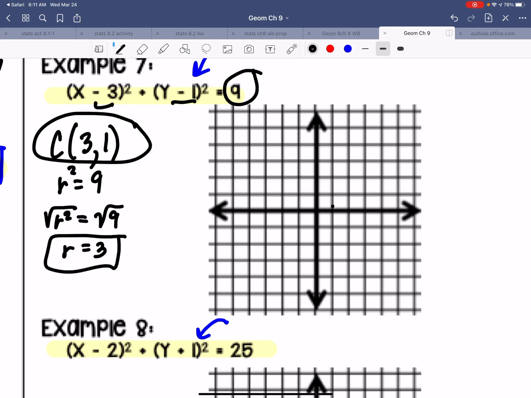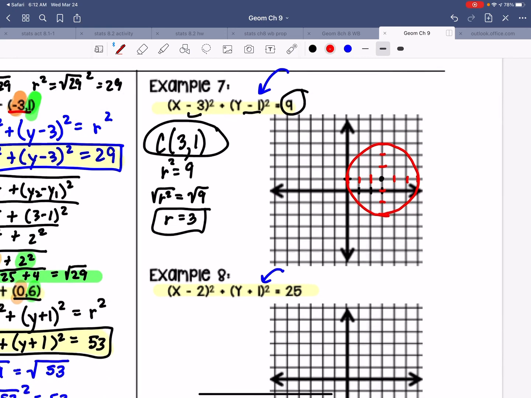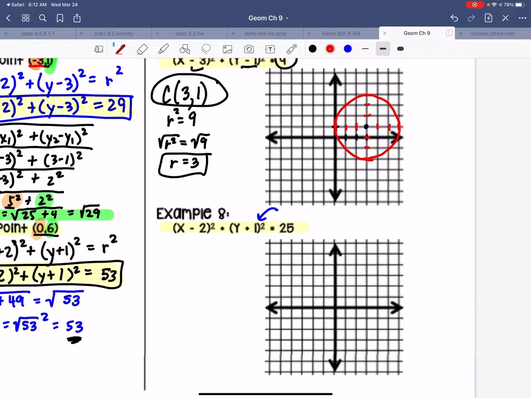Okay, so 1, 2, 3, 1. There's our center. And our radius is 3. So I'm going to go 3 to the right, 3 to the left, 3 up, 3 down. Bada boom, bada bing. That's a circle. Sweet. Now let's graph this other one.